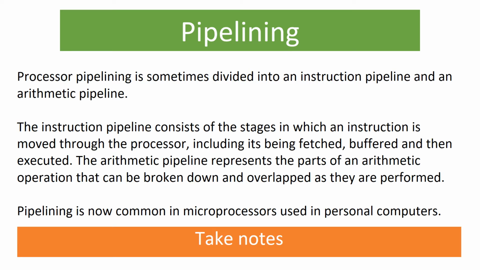When we are pipelining in a CPU, it can be divided into an instruction pipeline and an arithmetic pipeline. These two parts have very different roles. The instruction pipeline consists of the different stages which the instruction is moved through the processor. So it's fetched, it's decoded, buffered, and then executed. Whereas the arithmetic pipeline is the actual part of the operation. So we can break that down, and these can be overlapped as they are performed.